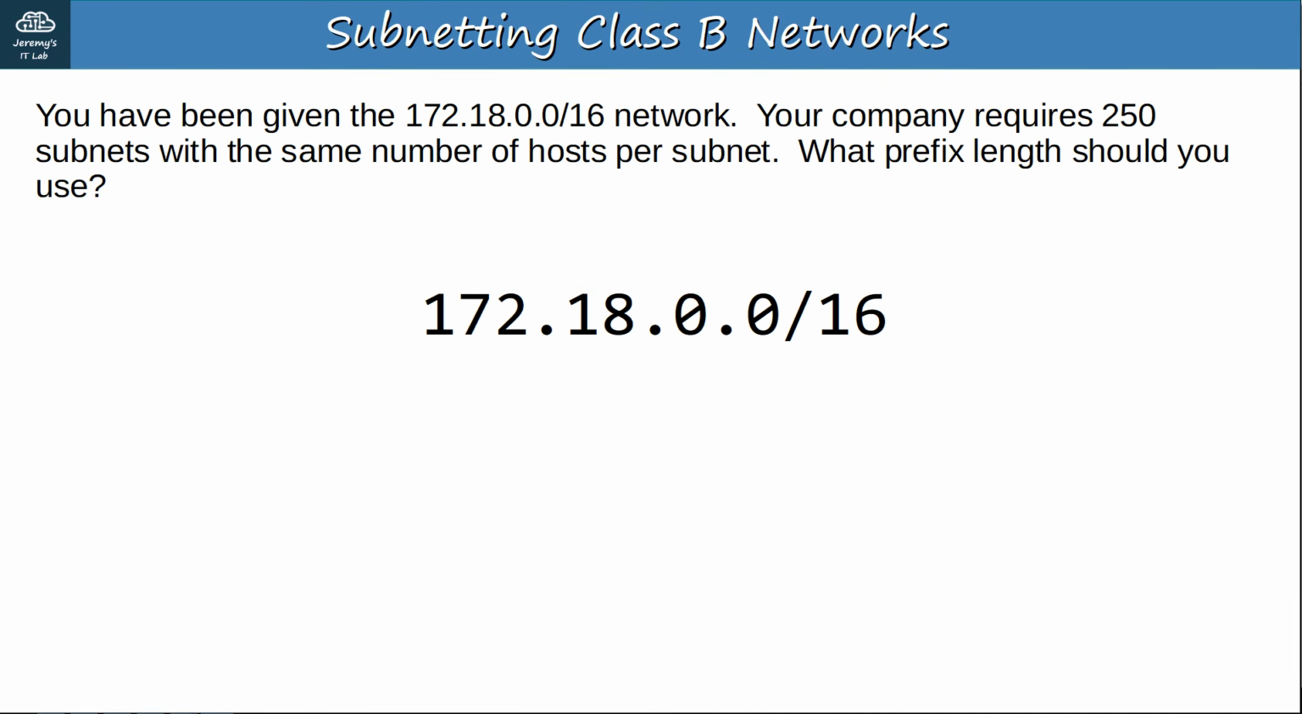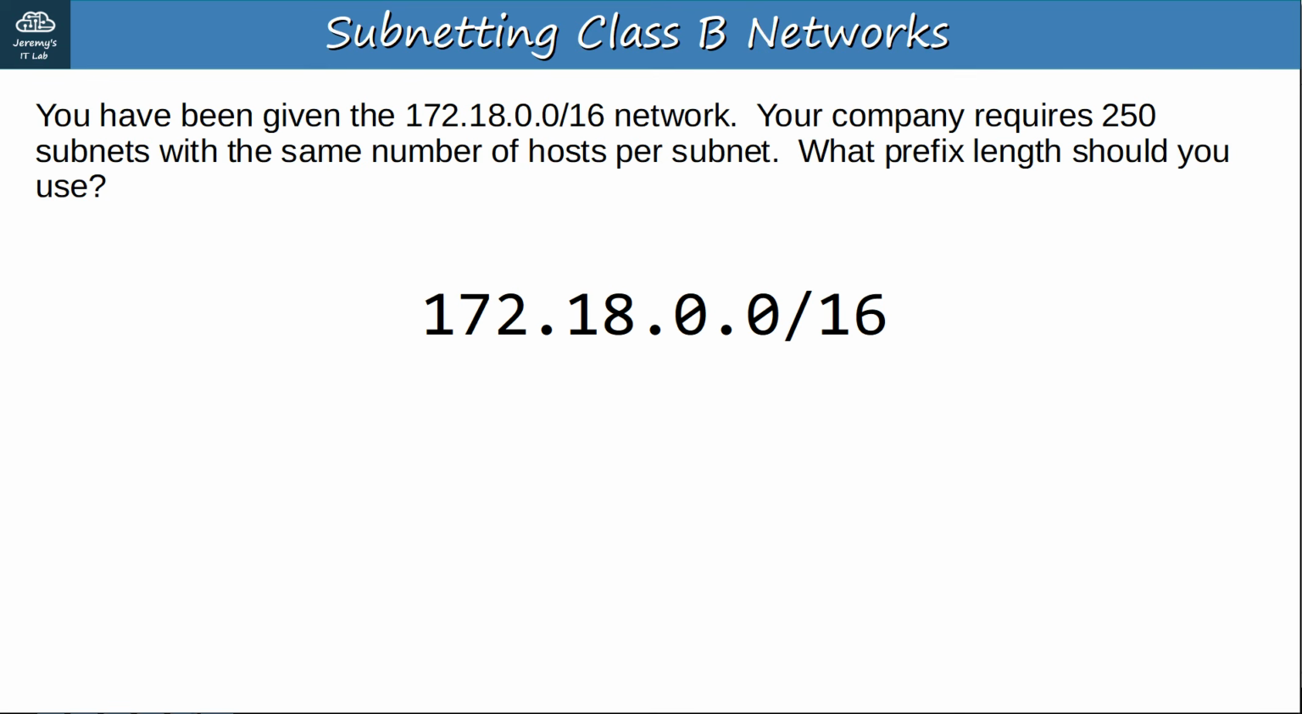Here's another practice question. You have been given the 172.18.0.0/16 network. Your company requires 250 subnets with the same number of hosts per subnet. What prefix length should you use? This time you have to consider both the number of subnets and number of hosts. Once again, pause the video to solve this yourself, and then I'll give you the answer in the next slide.